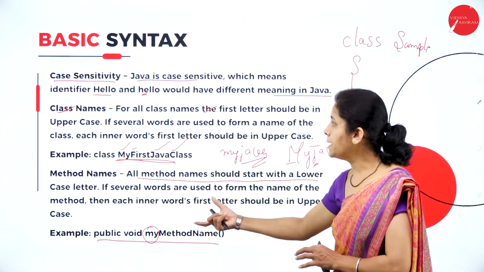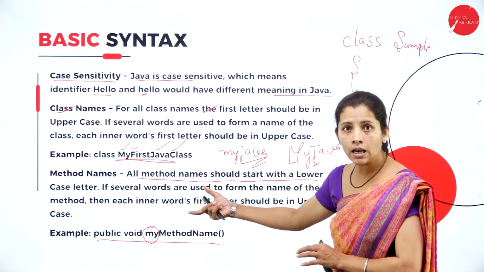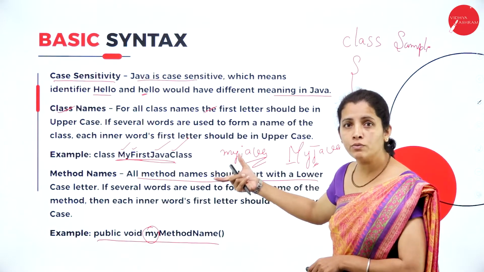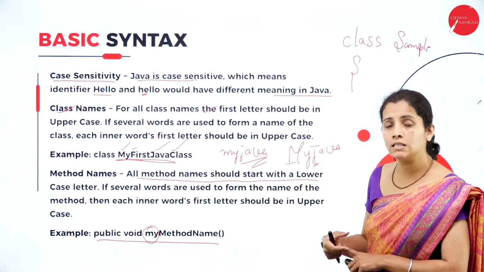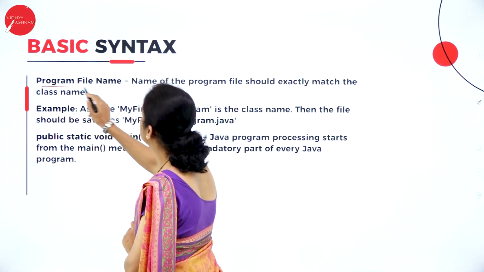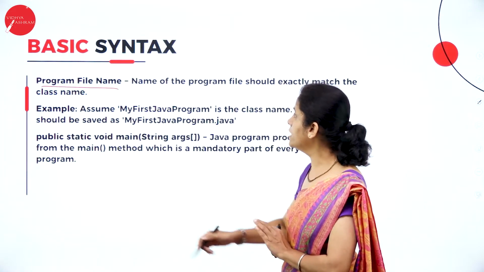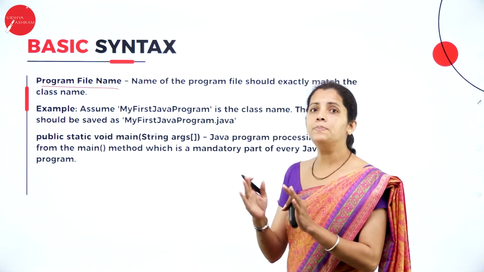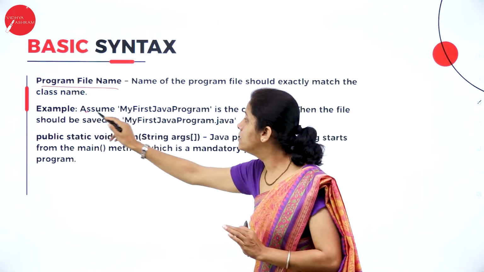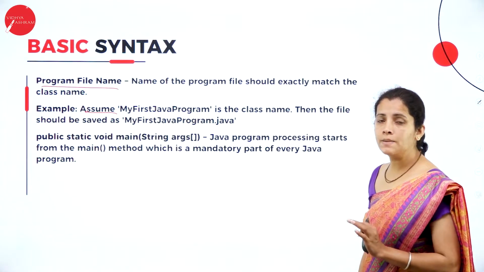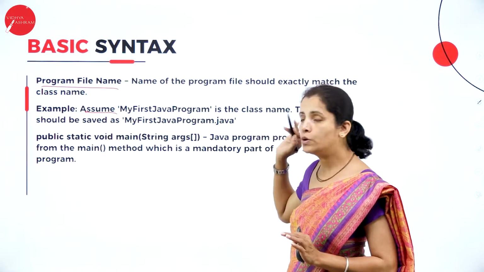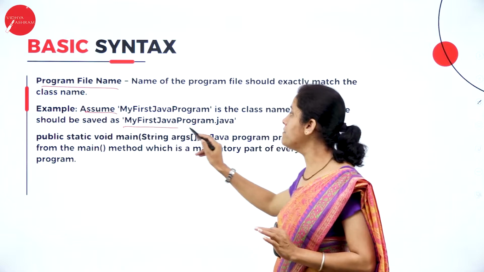This is the way I'm going to create the class as well as methods. So these are the basic syntax rules I want to follow while defining classes as well as methods. Now see here, program file name. This is also another rule: the program file name must be the same as the class name. And see here, in the example, what is my class name here? That is MyFirstJavaProgram. And how am I going to save the program? With the same file name.